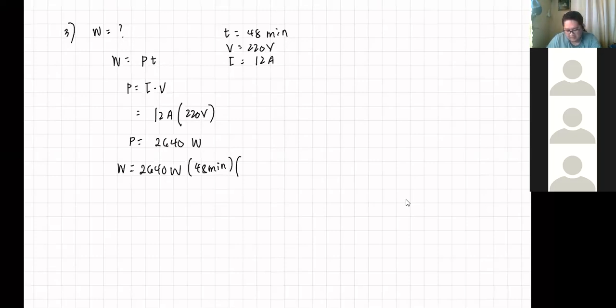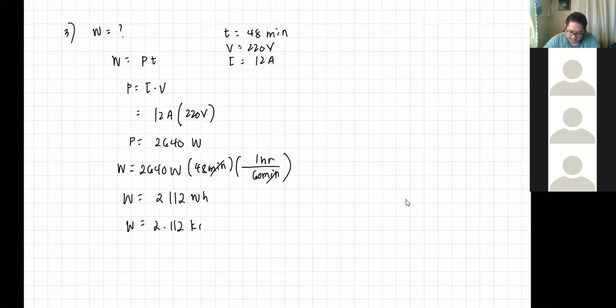Then convert it into hours. So, 60 minutes in 1 hour. Okay? So we cancel the minutes. Our W will be 2640 times 48, divided by 60. So we have 2,112 watt hours. But what we need is in kilowatt hours. So we just move 3 decimal places, 2.112 kilowatt hours. Okay? So this is our first answer.